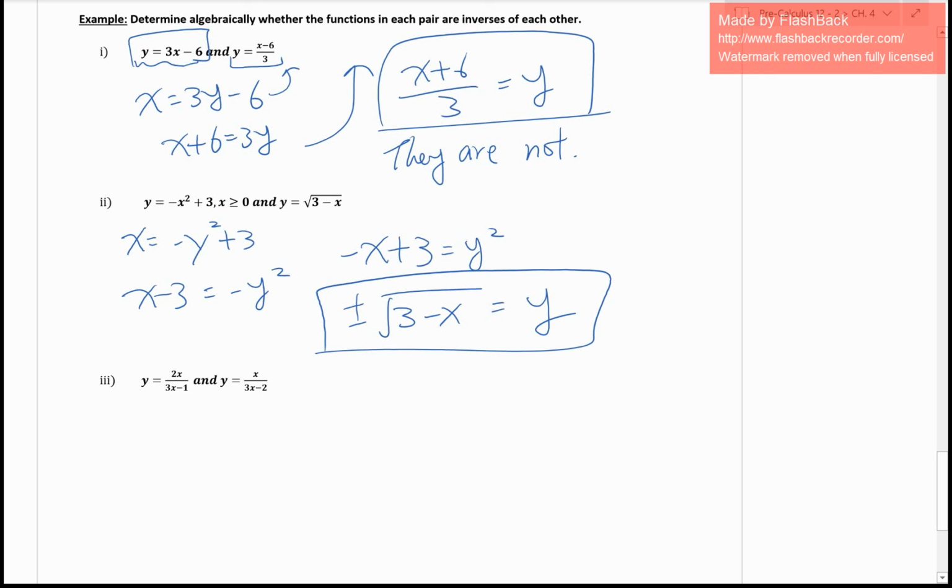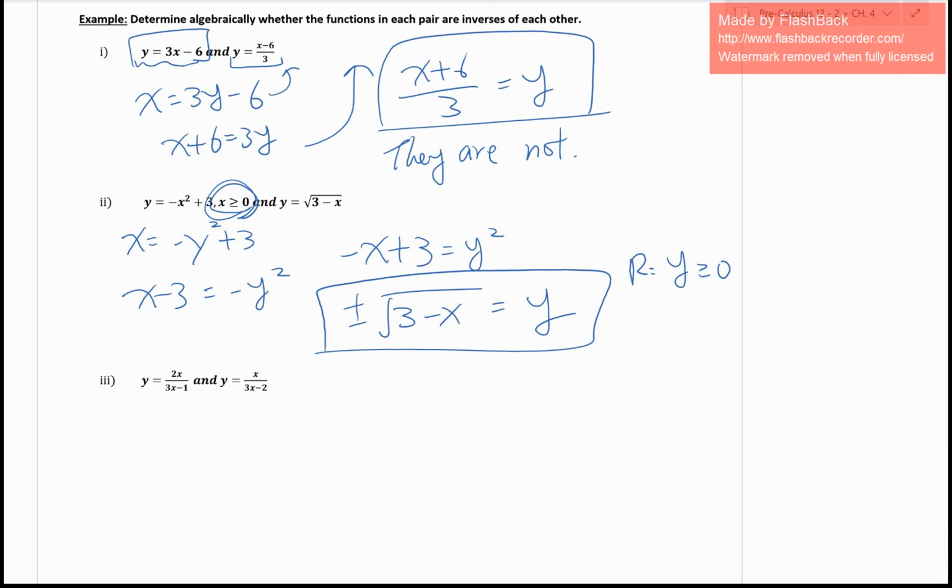That depends on this. That depends on that. So here is the original function, and it tells us the domain is greater than or equal to 0, which means the range of the inverse has to be greater than or equal to 0. So the range has to be greater than or equal to 0, because the domain becomes the range, right?